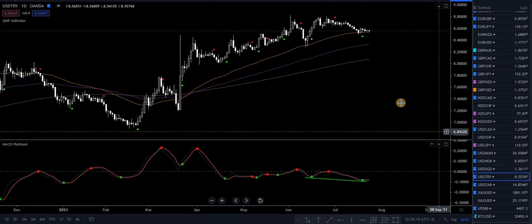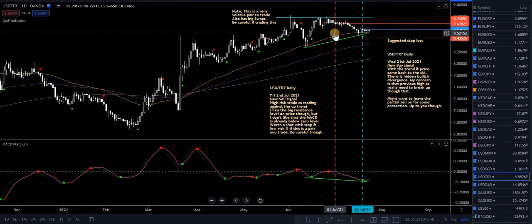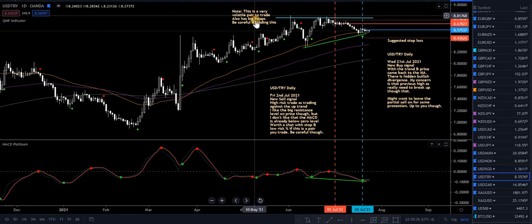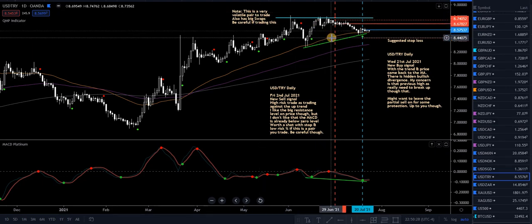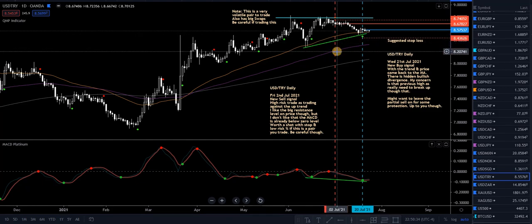USD Turkish Lira, this is a bit of a messy one. There's a sell back here. It's not a pair I normally trade. It's a volatile pair, so just be careful. It's also got big swap rates on one side. Obviously big positive ones on one, but big negative on the other, so just be aware of that.